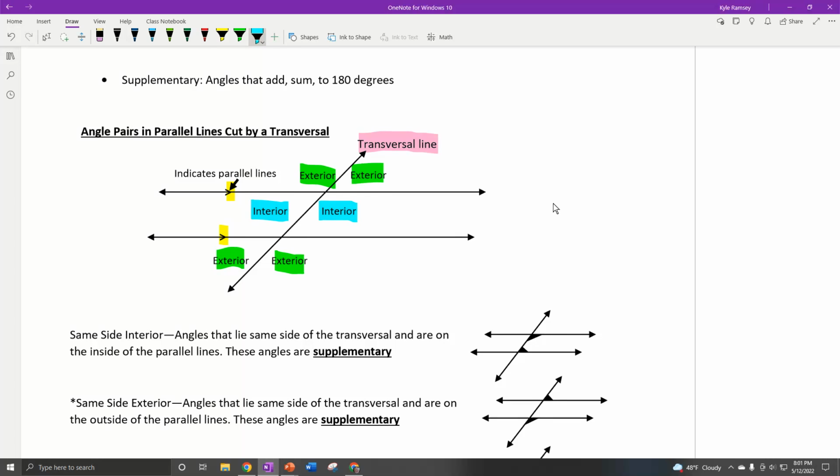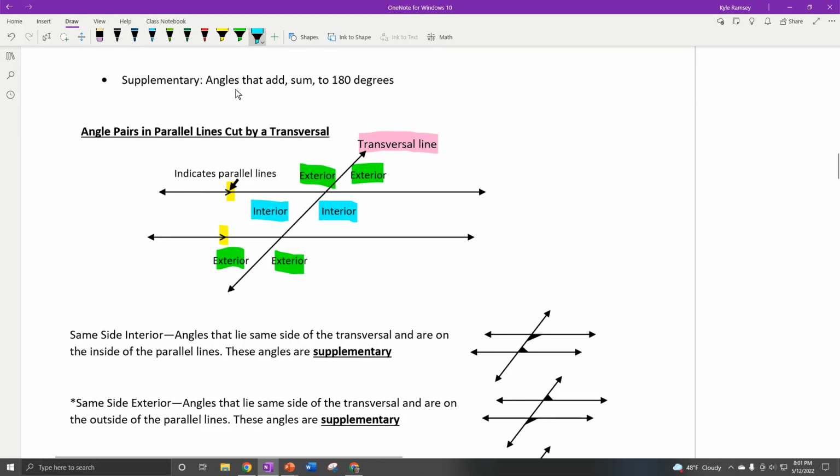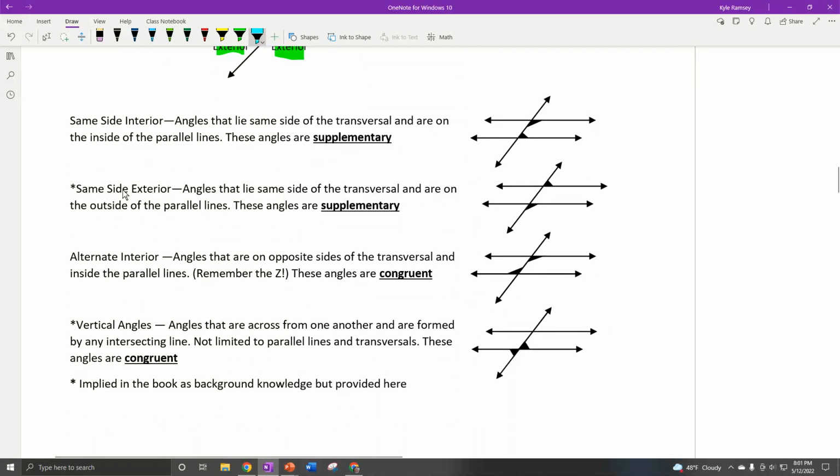So, same side interior angles. As you see, we have the same side interior angles. The angles are aligned on the same side, as you see over here in this diagram. And they're all on the same side of the transversal right there. And they're basically on the inside of the parallel lines, as seen right here. And these are supplementary. If you come back up to the word supplementary, you see they add or sum to 180 degrees.